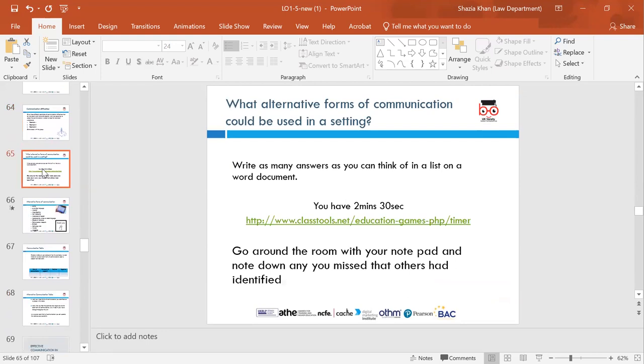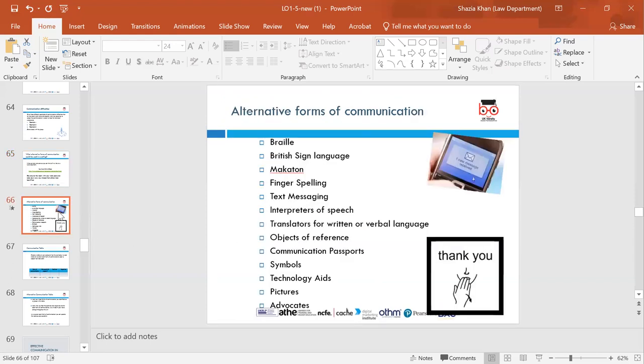So what alternative forms of communication can be used in a setting? There's a video there, and there are class tools there that you could go on to, get the link and see what kind of tools you can find. And you go around the room with your classmates and identify any others that have been missed out. So we've got some alternative forms of communication.